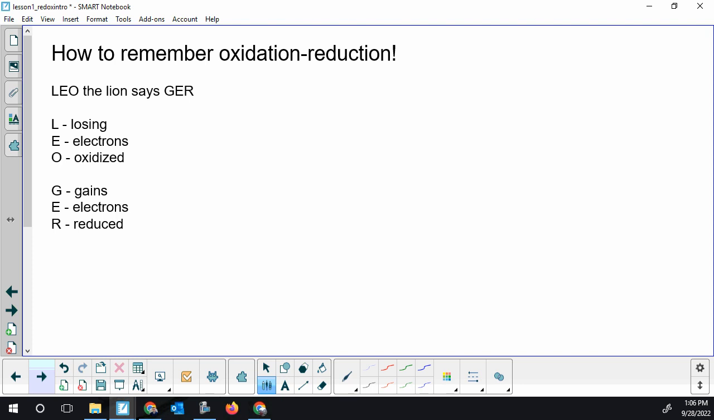I'm going to write Leo and Ger all through my notes to help cue your brain to remember what is reduction. Okay, that's Ger, gaining electrons reduced. They're reactants. They're being put in at the beginning.